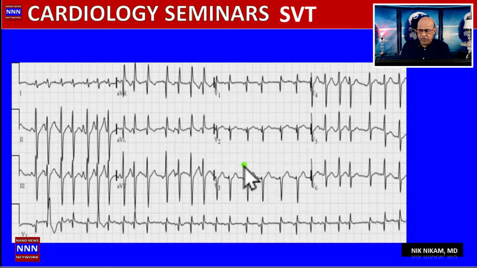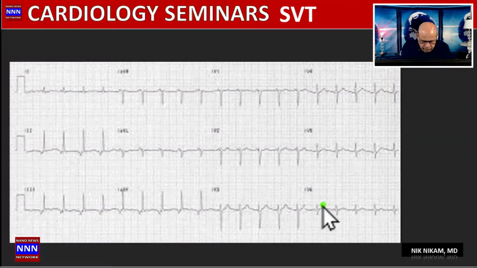A 68-year-old chronic lunger comes into the emergency room with palpitations, and here's the electrocardiogram. What is your diagnosis? PSVT, sinus tachycardia, atrial fibrillation, atrial flutter, multifocal atrial tachycardia. Well, the most appropriate diagnosis would be multifocal atrial tachycardia because of the history of COPD. That's where we see multifocal atrial tachycardia very often.